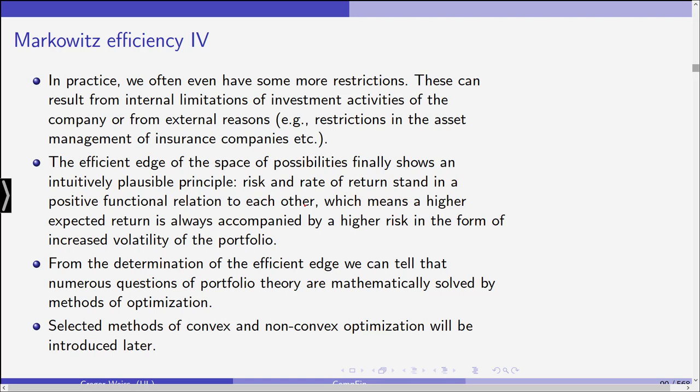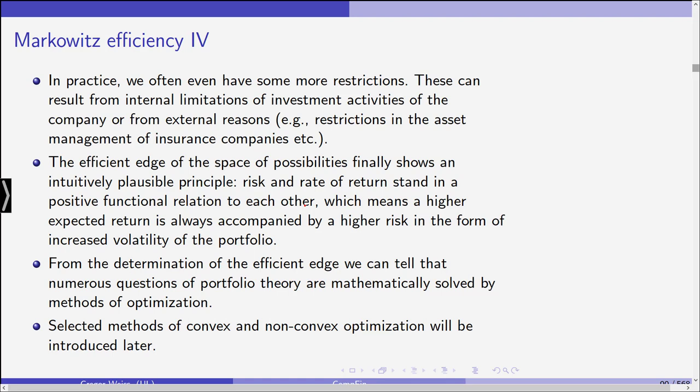In practice, we often have even more restrictions. What you do is you have a limit on your budget. You cannot invest too much money. You cannot take up too high loans. You might have internal limitations that your company says, okay, you cannot invest too much into this asset class or this asset class. Sometimes you also have external reasons. For example, insurance companies are not allowed legally to invest in certain asset classes.